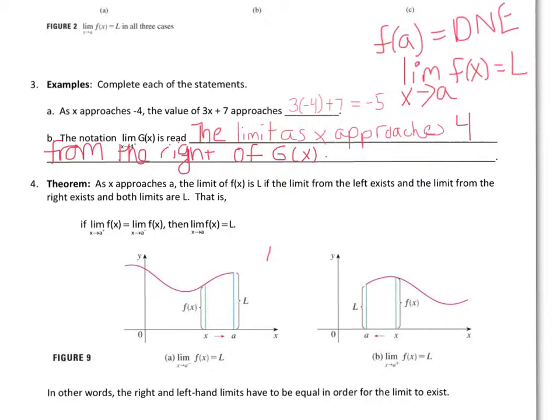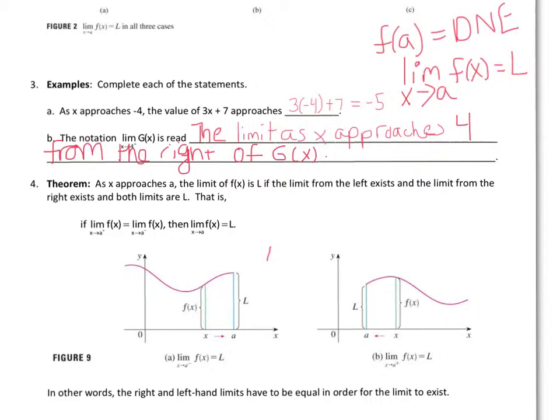Alright, number 4 is a theorem. As x approaches a, the limit of f of x is L if the limit from the left exists and the limit from the right exists, and both limits are L. So what that's saying is the limit only exists if it exists and it's the same in both directions, which is all we've seen so far.